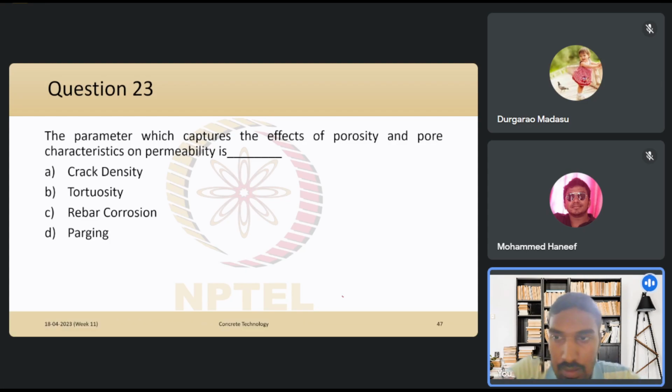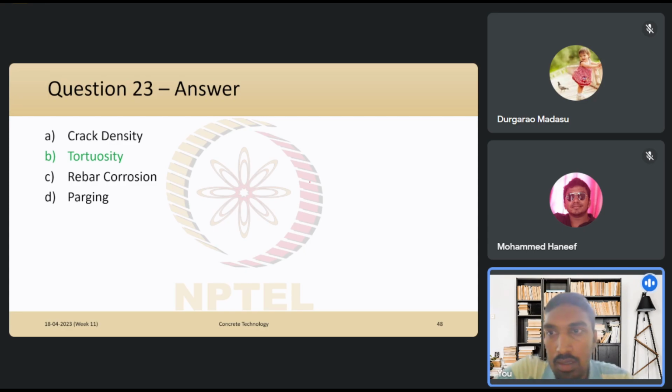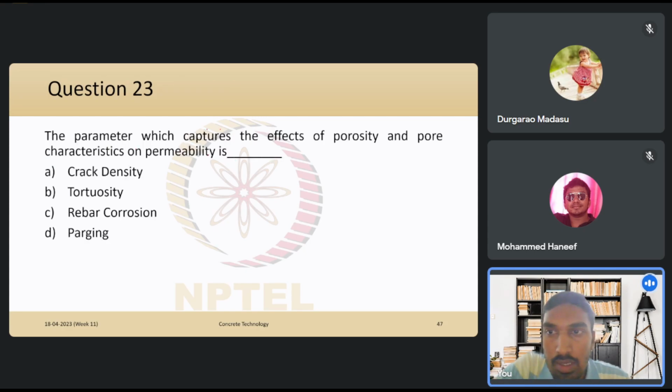So the right answer is option B. It is tortuosity. Here we are talking about the effect of porosity and pore characteristics, so the parameter which captures these two. If you remember the model for permeability that was discussed, it had different parameters. One of the parameters was tau, which was called tortuosity. So this is the parameter that captures the porosity and pore characteristic effect.